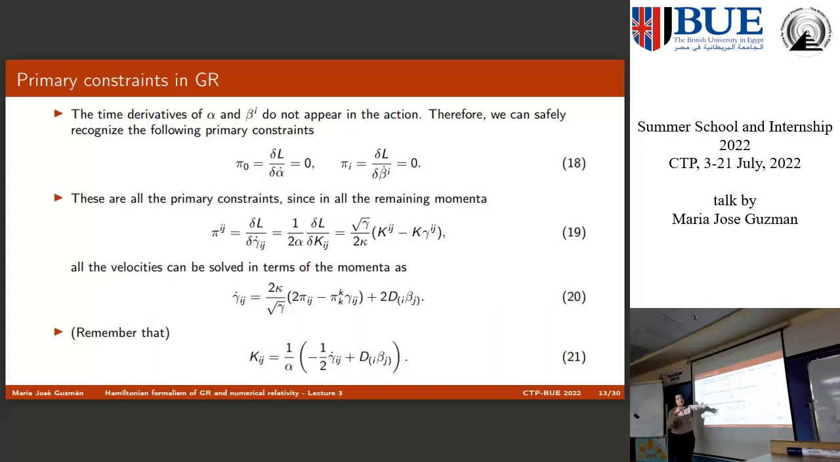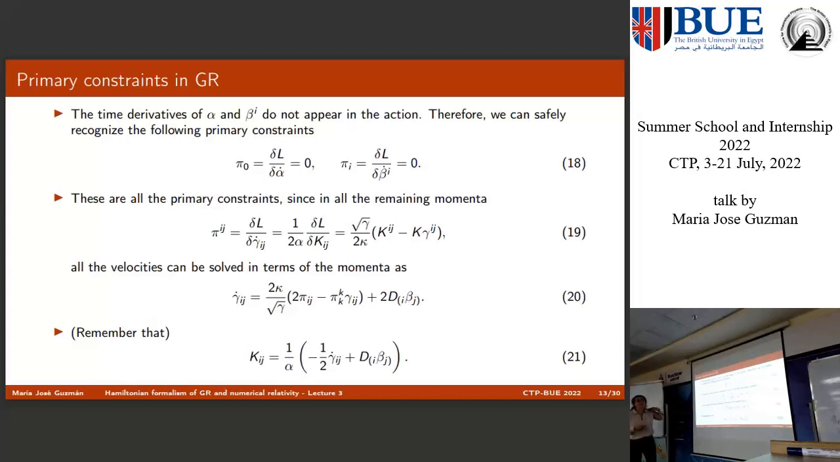They are not involved in any constraint. So all the pi^{ij} that are left depend on the velocities and can be inverted. I can express the velocity of my hypersurface's intrinsic metric in terms of the momenta and some spatial derivatives of the shift, which do not matter too much because they are just spatial derivatives and do not involve any kinematics. And the intrinsic curvature can be written in terms of the time derivative of the metric. So these are all our momenta of general relativity.